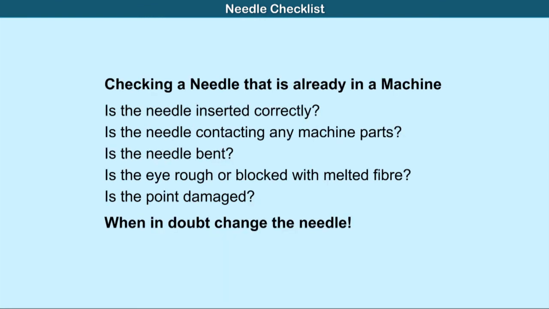Next is checking a needle that is already in a machine. We should make sure: is the needle inserted correctly? Is the needle contacting any machine parts? Is the needle bent? Is the eye rough or blocked with melted fiber? Is the point damaged? When in doubt, change the needle.